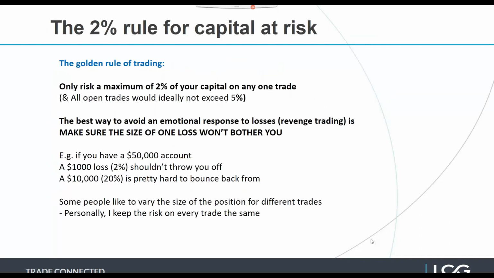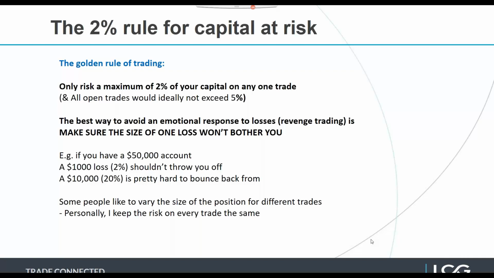So this is the 2% rule for your capital at risk. Only risk a maximum of 2% of your capital on any one trade. You may not have all your capital in one account, maybe you've got a couple of different accounts. So that's 2% of your total capital available in the market, within that asset class that you're trading. So if you're spread betting, maybe you have a couple of accounts, but it's 2% of that total money on any one trade. And then an extension of that, ideally, all open trades would not necessarily exceed 5%.